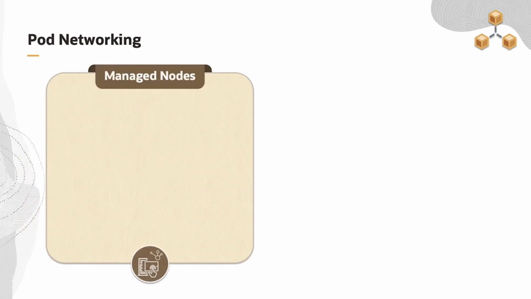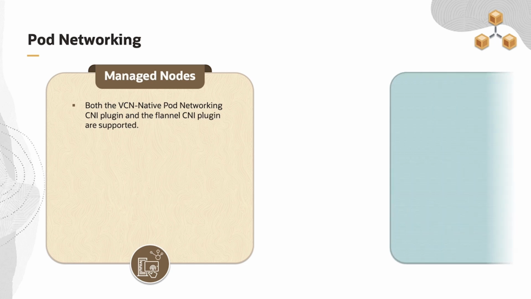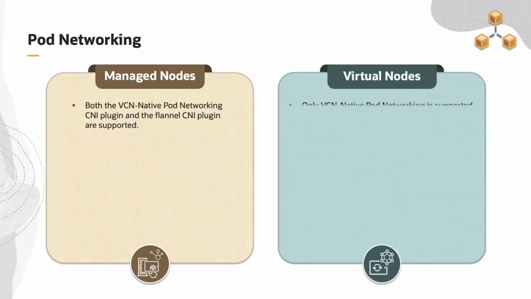The next point of differentiation is pod networking. Under managed nodes, both the VCN native pod networking CNI plugin and the Flannel CNI plugin are supported. When it comes to virtual nodes, only VCN native pod networking is supported.